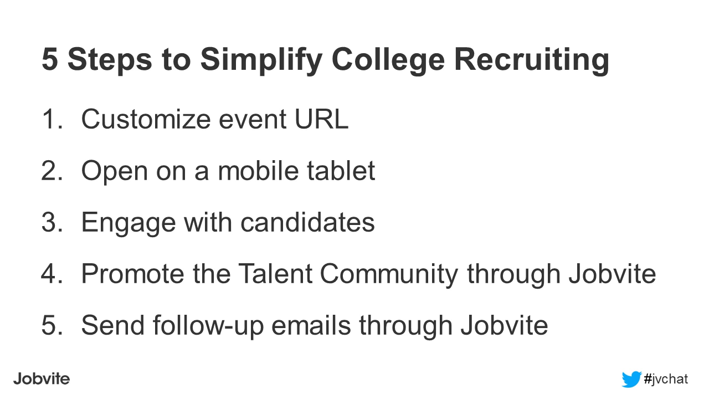So again, the easiest thing is, every event's going to have a different URL. If you go to UCLA 2 times in the spring and the fall, each time you create the web campaign, it'll have a different event URL, so the landing page could look almost exactly the same, but the information could come in differently by how you customize it with a different URL. It's easy to open on your mobile tablet, start talking with candidates, and then really promote that through the talent community.